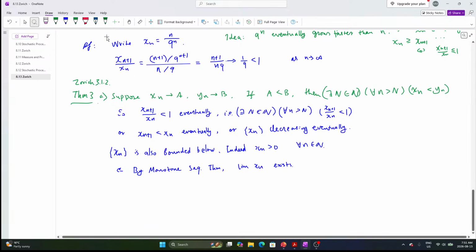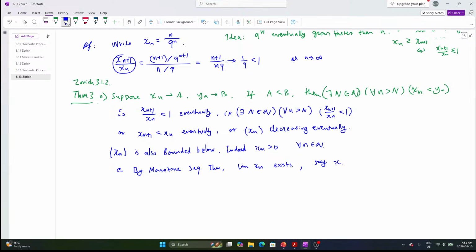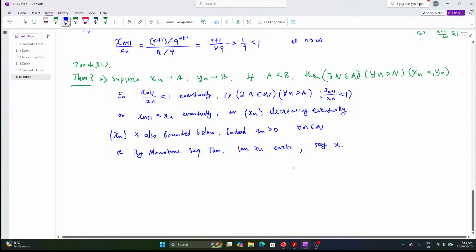Well, let's just call the limit, say, x. We have this relation earlier, this recurrence relation, if you will, x_{n+1} over x_n. You can use that to our advantage. So therefore, x is the limit of x_n, which is the limit of x_{n+1} as well.